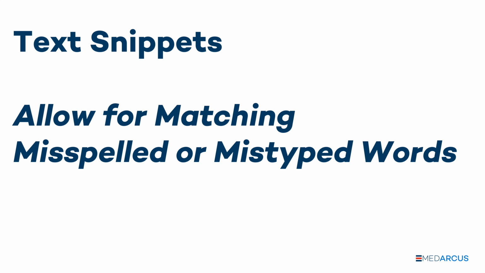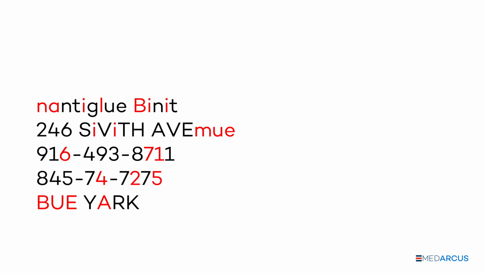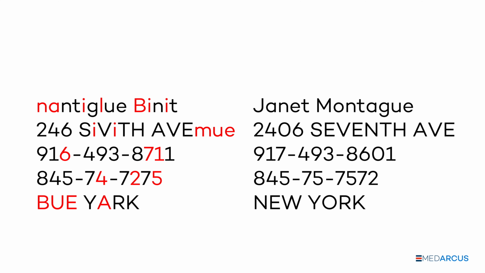That enables us to find Nantaglue-Bennett at 246 Sivith Avenue in New York, to find the record Janet Montague at 2406 7th Avenue in New York. Let's count the number of errors in this particular match. First and last name reversed, that's 1. Then 1, 2, 3, 4, 5, 6, 7, 8 errors in the name. That's 9 errors. Then 1, 2, 3, 4, 5, at least 5 errors in the street address.